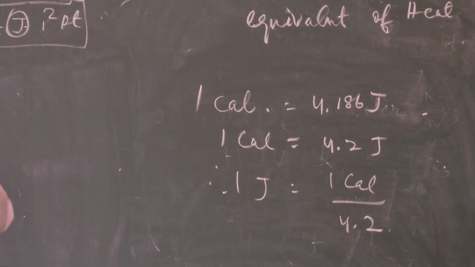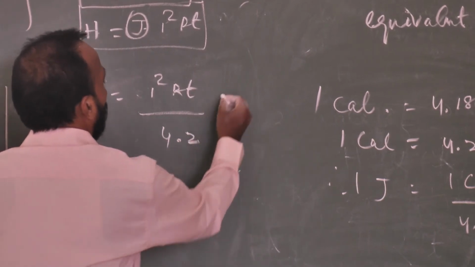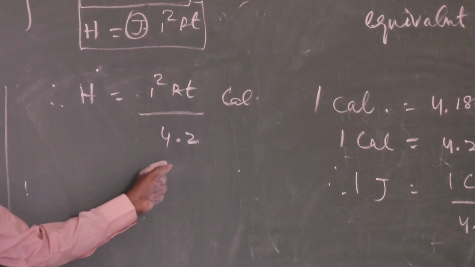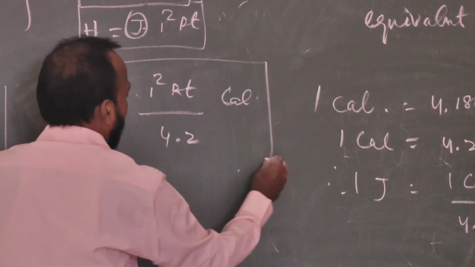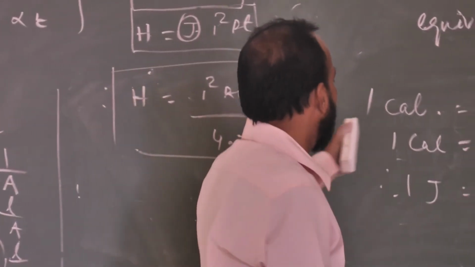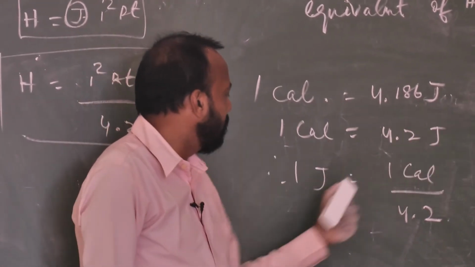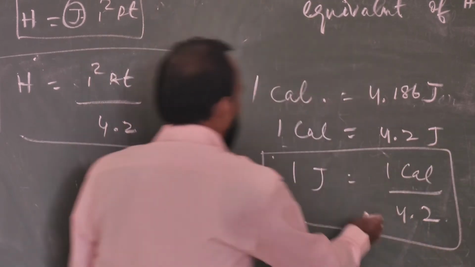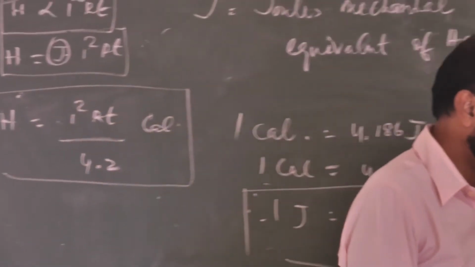This is H. Now H is equal to I square RT divided by 4.2 calorie. In place of Joule's mechanical equivalent of heat, what have I written here? This much heat is equal to I square RT by 4.2 calorie. Please remember, 1 calorie is 4.186 joule, approximately 4.2 joule. So 1 joule is equal to 1 calorie by 4.2. Using this in the formula, Joule's mechanical equivalent of heat, we get this.